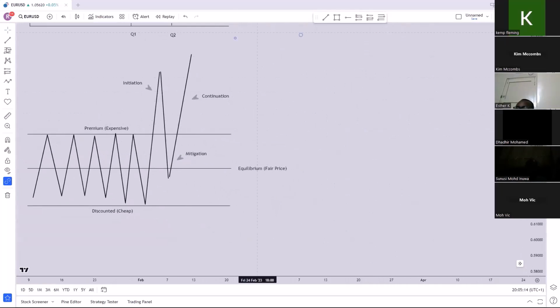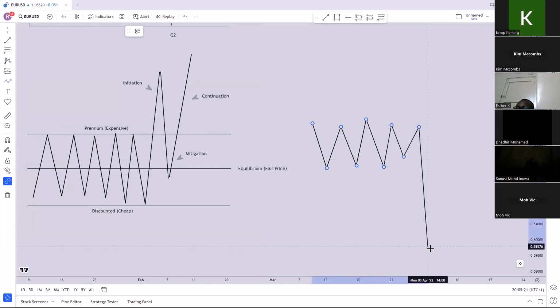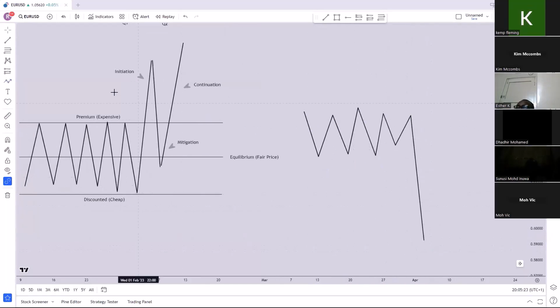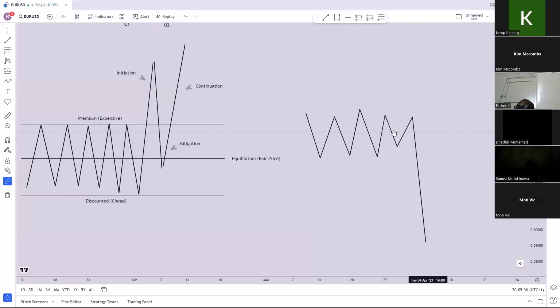Now let's see what it looks like in a bearish context. We've got that range, then we break out of that range. Again, if we look to the left here, this is our initiation. We've got the premium pricing here and the discounted pricing here, in the bearish market sense.